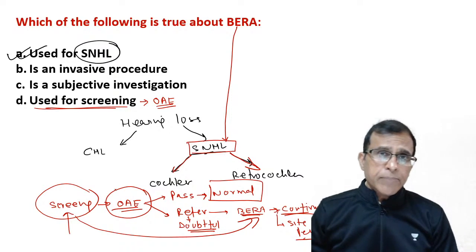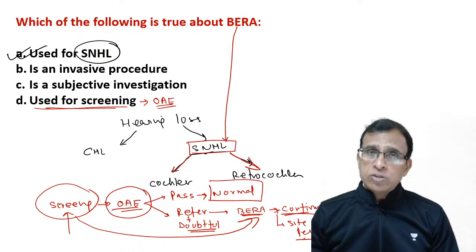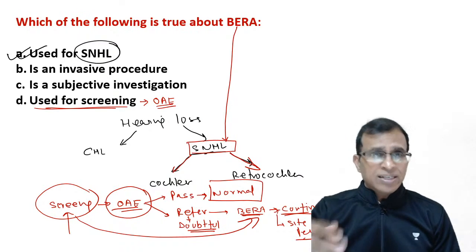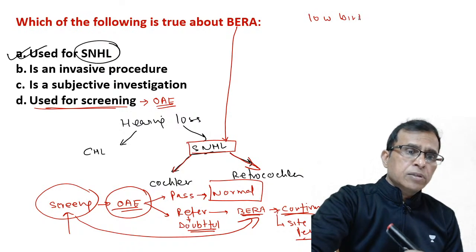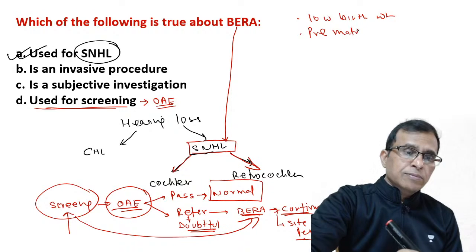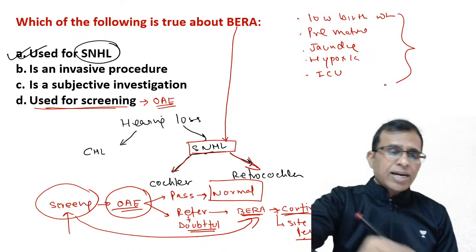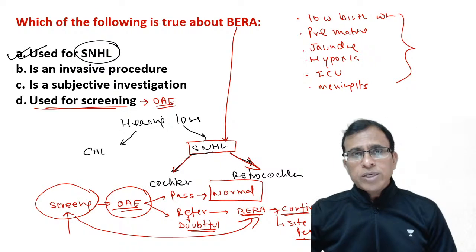So they do OAE. In India, we do OAE for suspected cases: a child with low birth weight, a child who has jaundice soon after birth, a child admitted to ICU for whatever reason, a child who had hypoxia during birth or cried late. These are suspected cases. So low birth weight, premature, jaundice, hypoxia, ICU admission for whatever reason, and meningitis, if the child has infection. These are some of the indications where you do screening.